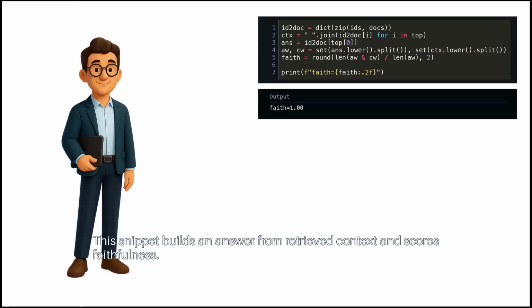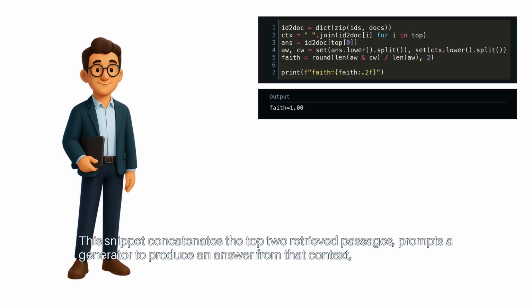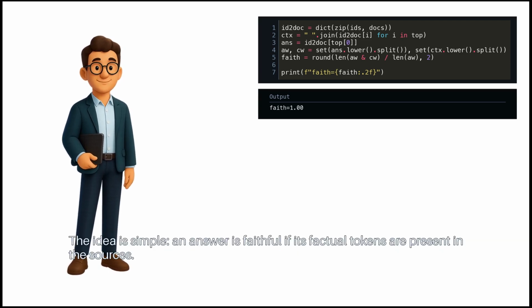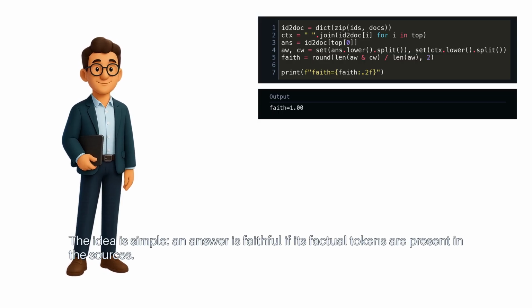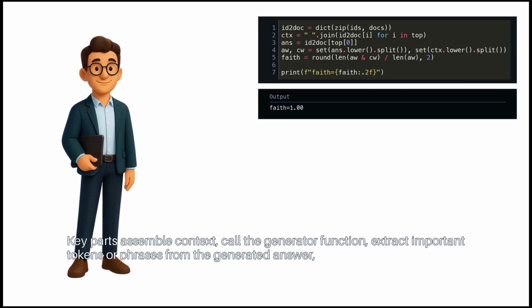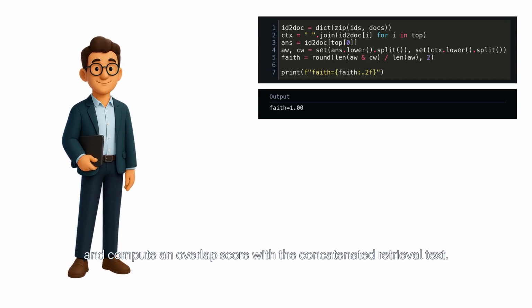This snippet builds an answer from retrieved context and scores faithfulness. It concatenates the top 2 retrieved passages, prompts a generator to produce an answer from that context, and then scores faithfulness by checking how many key tokens in the answer appear back in the retrieved text. The idea is simple. An answer is faithful if its factual tokens are present in the sources. Key parts: assemble context, call the generator function, extract important tokens or phrases from the generated answer, and compute an overlap score with the concatenated retrieval text.